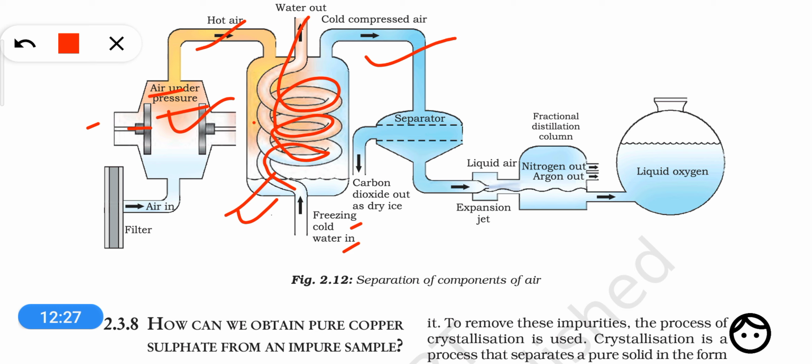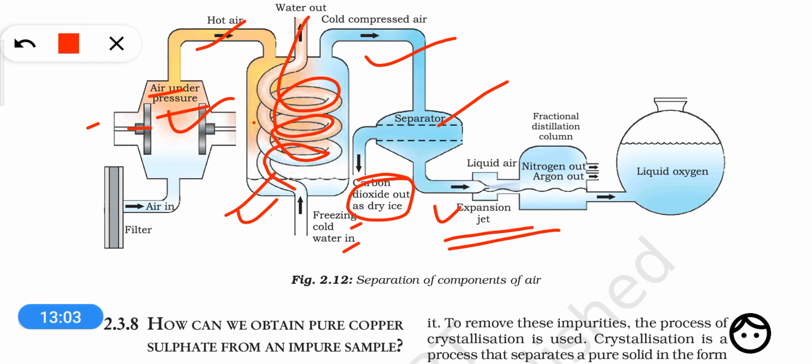Now when we compress and cool the gas, the carbon dioxide will convert into dry crystals, right, and then it will be called dry ice. It will be separated by this separator. This is like a filter, right? So with the help of this separator, carbon dioxide will be separated in a solid state. Now the remaining liquid will pass through the expansion jet. This is the jet where we will reduce the pressure of the liquefied air or liquid air.